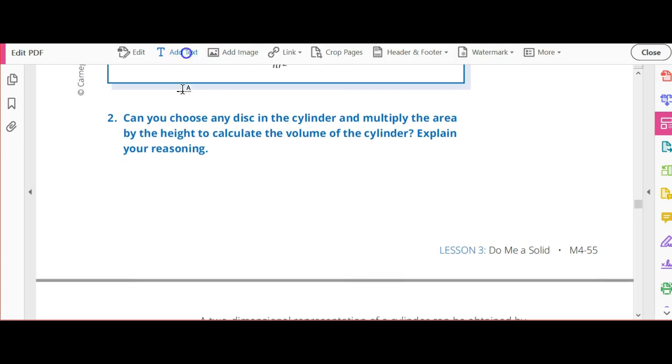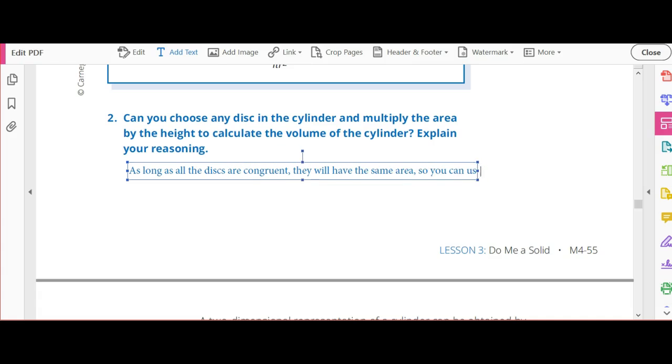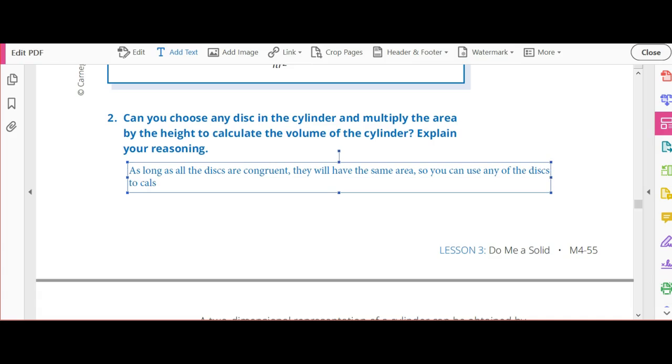Let's put that in there. So as long as the disks are congruent, they will have the same area. So you can use any of the disks to calculate the volume. Top, bottom, middle, whatever. Okay?